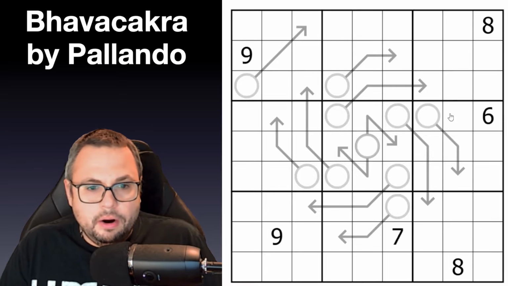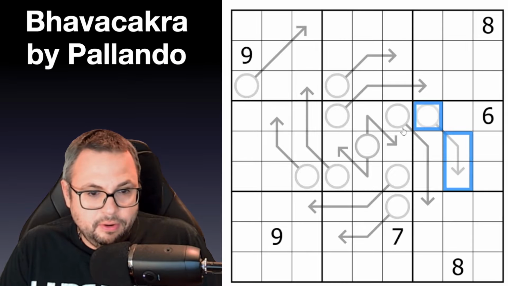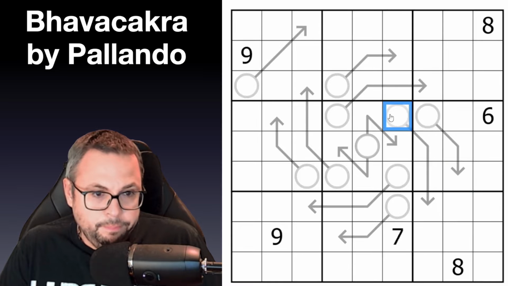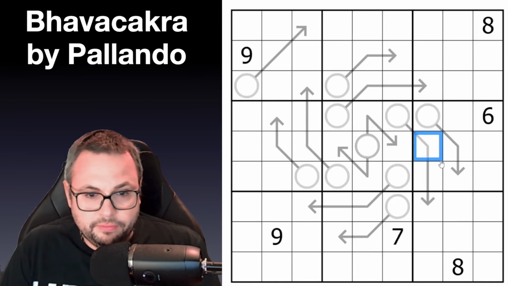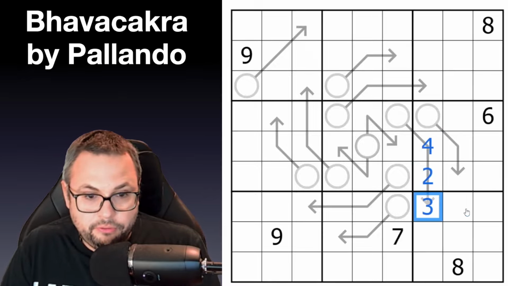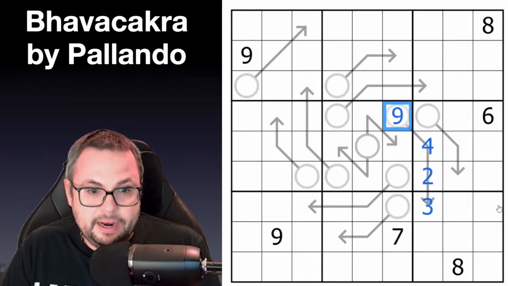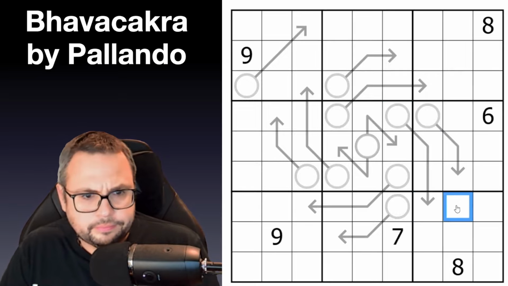All right, so what are standard arrow rules? So these things in the grid, they're called arrows. They have a circle, and the circle needs to contain the sum of the digits along the arrow. So for example, if this was 4, 2, and 3, those digits sum to 9, we would be obligated to put a 9 in the circle.